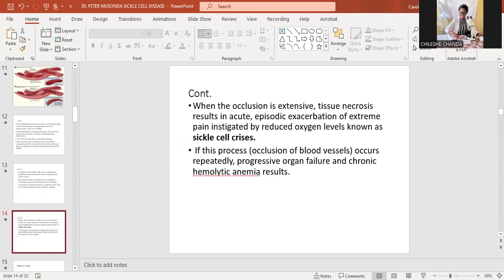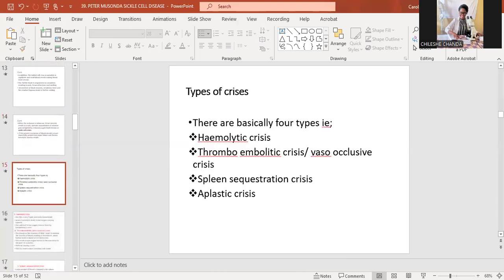Now, if this process occurs repeatedly, progressive organ failure and chronic hemolysis will happen. So this patient will end up having multiple organ failure. Organs that may fail include organs like the kidneys, even the brain may be affected. And so you find that this patient may eventually die. Okay, so that is the pathophysiology.